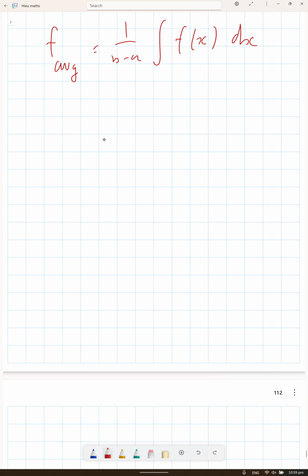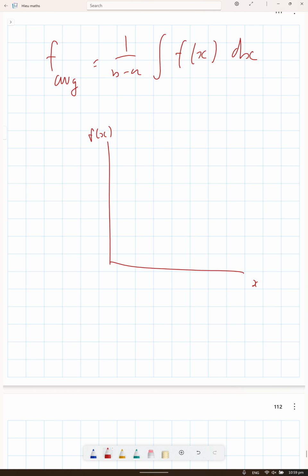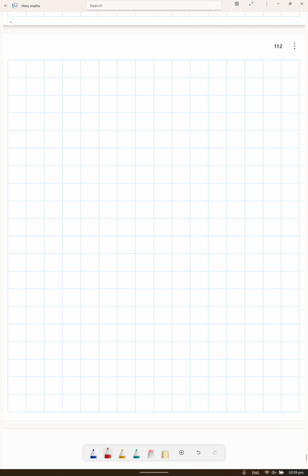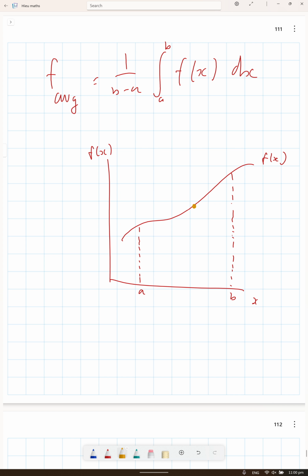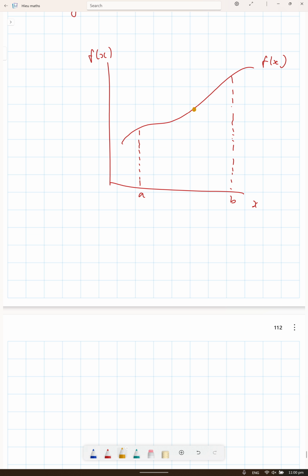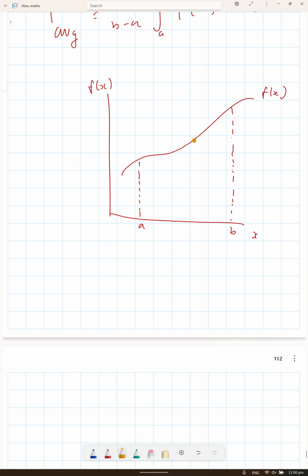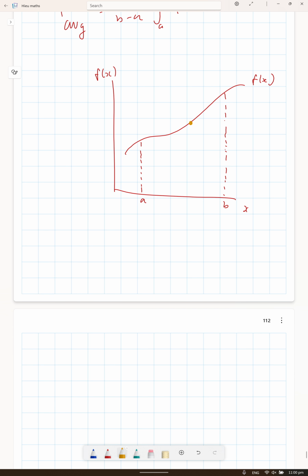So let's say that we have a function f(x) over a range of x. Sorry, I forgot to put that this is from a to b. So let's say that this function looks like this. This is f(x). And let's say that from a to b, we want to find the average value, which I'm guessing is somewhere around here, maybe. Obviously, somewhere along this line exists the average value. But how do we find it algebraically?